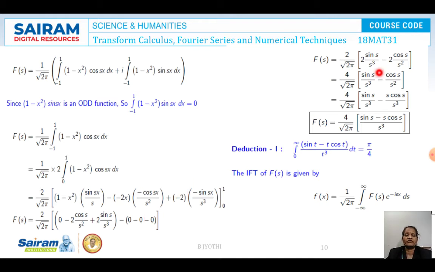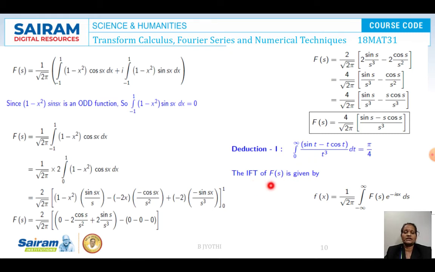So on simplification, we get 2 sin s divided by s cube minus 2 s cos s divided by s cube. Taking the 2 common, it is (sin s minus s cos s) divided by s cube. So we are getting pi by 4. First one is pi by 4, now we have to do the deduction.